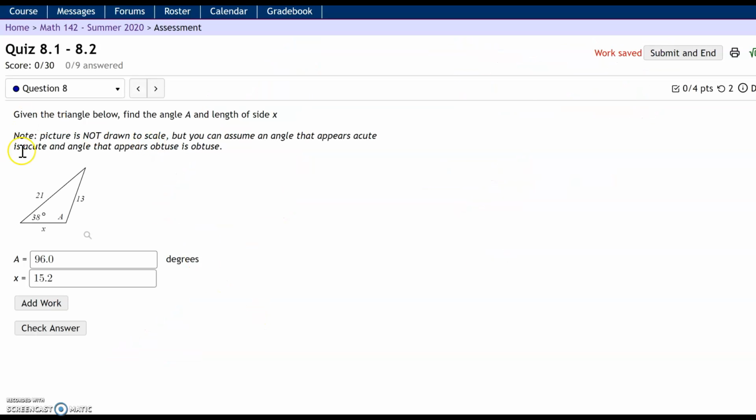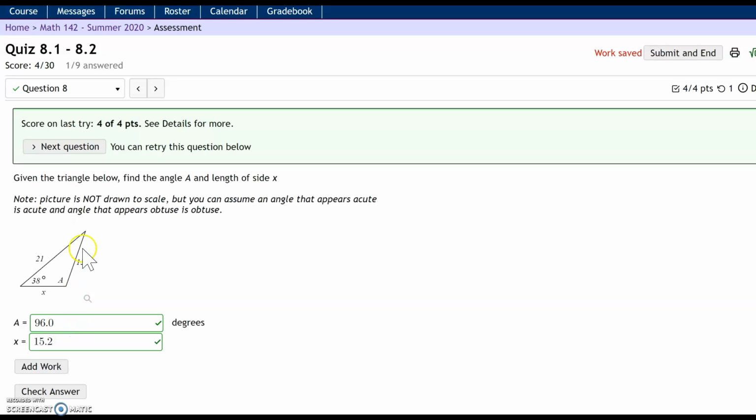Okay, I went back to the quiz. I typed them in, 96.0 for the angle, 15.2 for the x. Let's see if it's right. Good, we got it right.